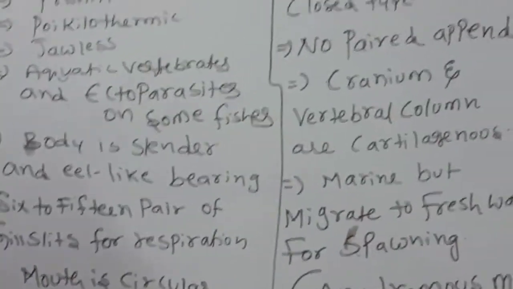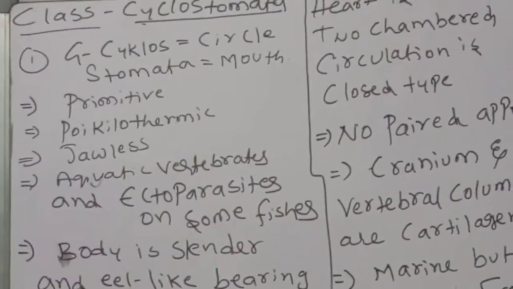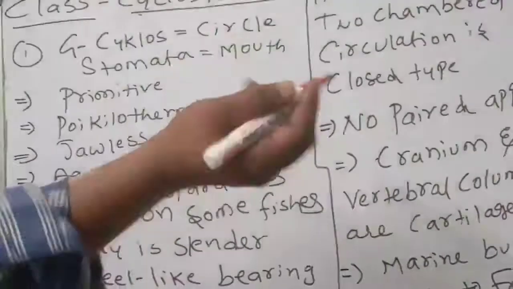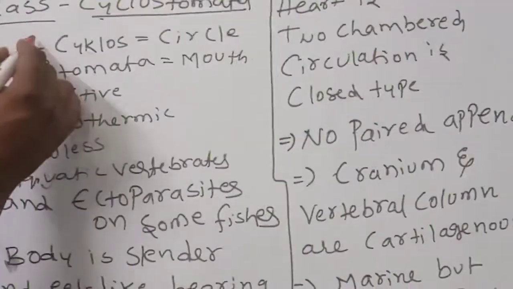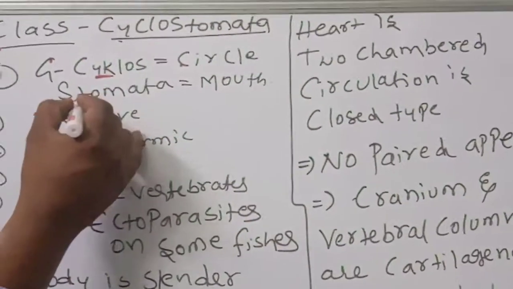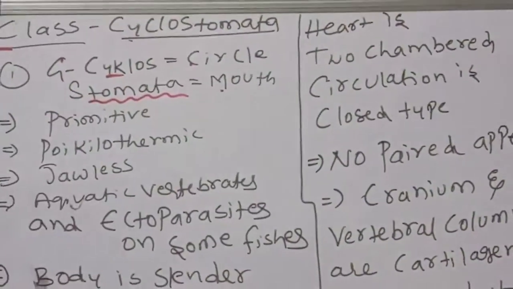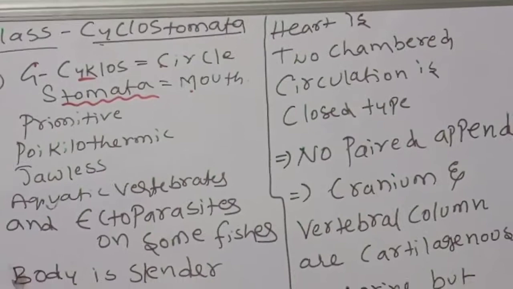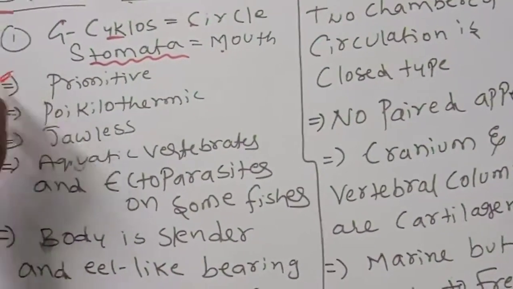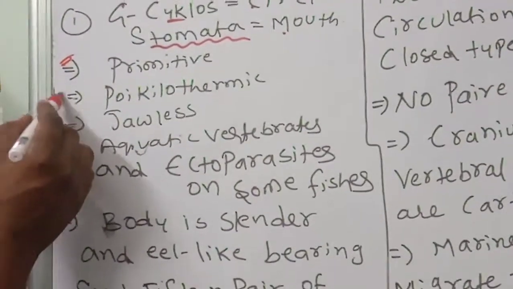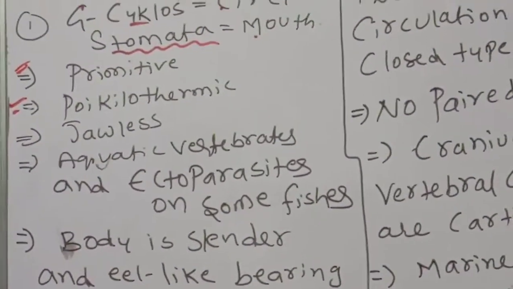Children, observe very carefully. You should listen. We are discussing the vertebrate class Cyclostomata. Cyclos in Greek means circle, and stomata means mouth, circle mouth. That's why they are called cyclostomata. These are primitive, meaning among the first formed vertebrates.